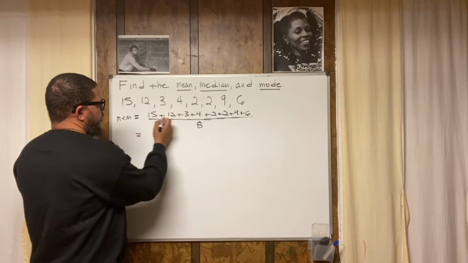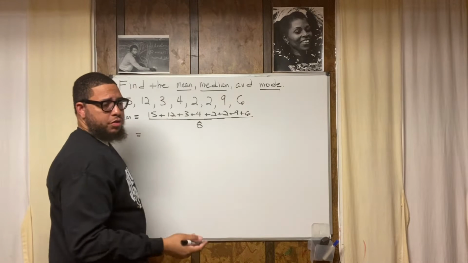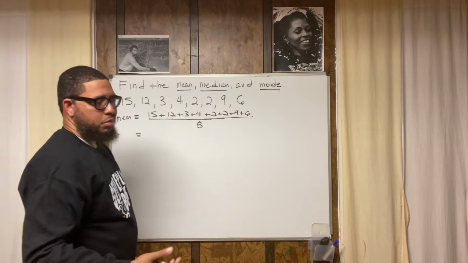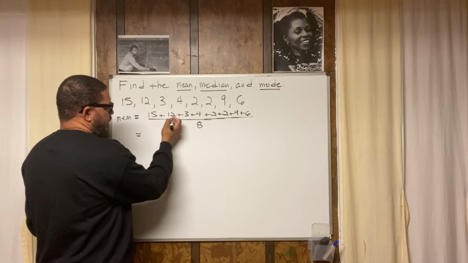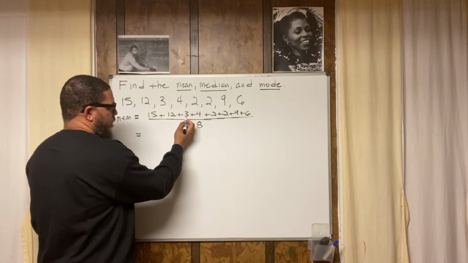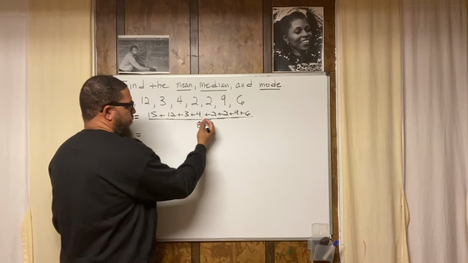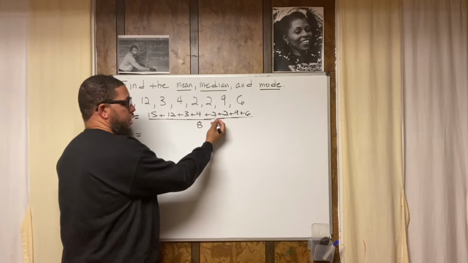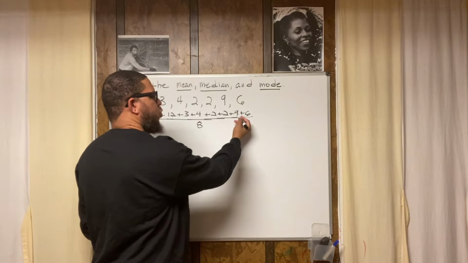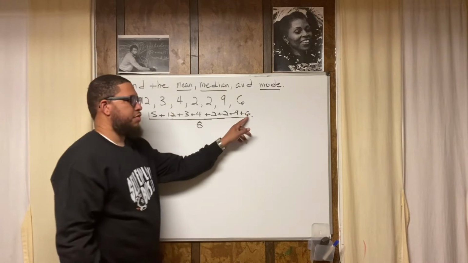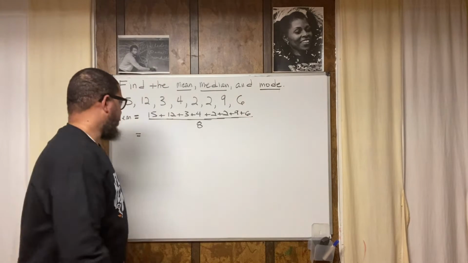All right, let's add up these numbers. We should be able to do this with mental math. You could break out a calculator if you want to, but you don't really need to. 15 plus 12 is going to be 20 plus 7, that's 27. 27 plus 3 is 30. 30 plus 4 is 34. 34 plus 2 is 36. 36 plus 2 is 38. 38 plus 9 is 47. And 47 plus 6 is 53.